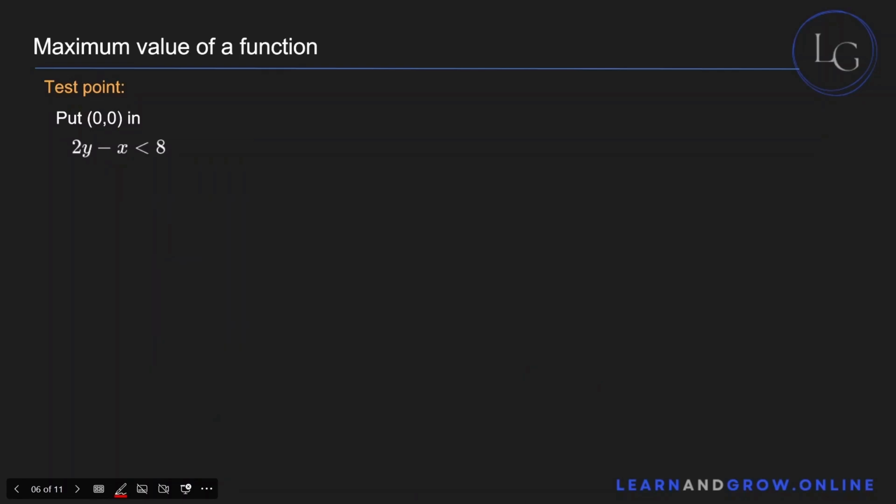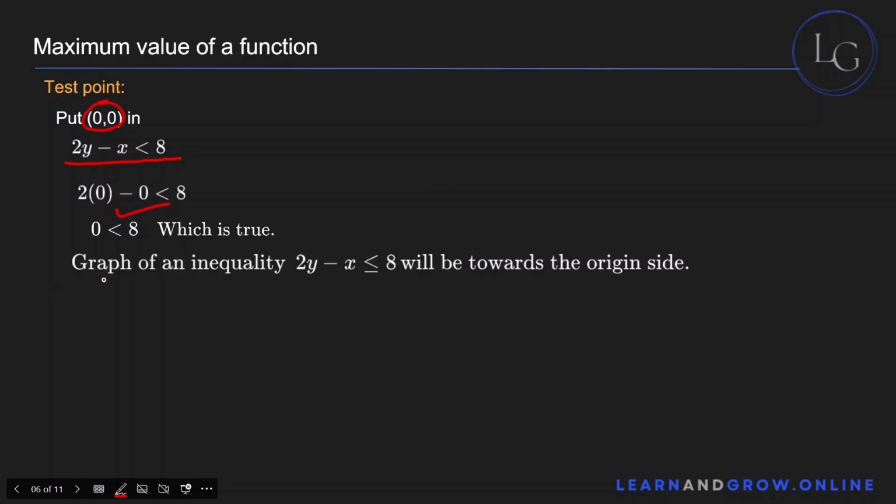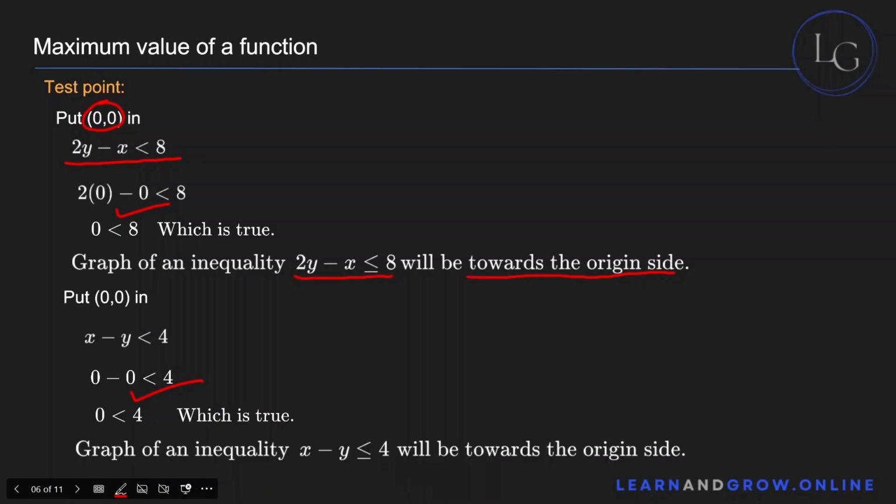Now, we need to plug in the test point, which is again the origin 0, 0 in both inequalities. So when you plug it in the first inequality, which is this one, it says 0 is less than 8, which is true, right? So the graph of this inequality will be towards the origin side. For the second one, when you do the test point analysis, you find out that 0 is less than 4 is again true. So the graph of this inequality will also be towards the origin side.